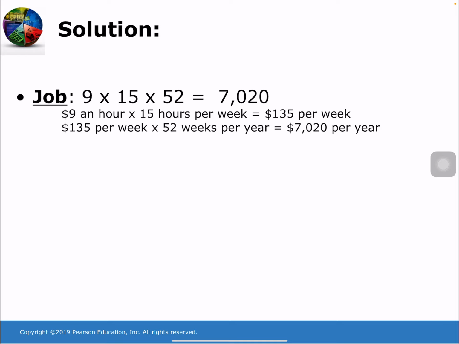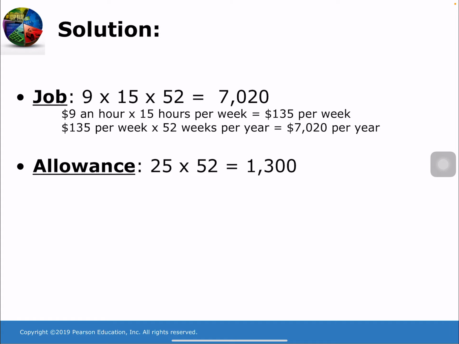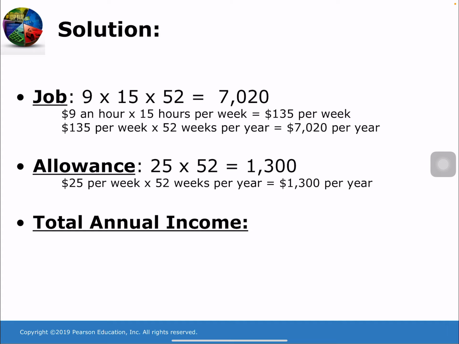$135 per week times 52 weeks per year, he is going to make $7,020. He also gets an allowance. Lucky guy. He gets $25 per week times 52 weeks per year, and so he's going to get $1,300 per year in allowance. His total annual income, therefore, would be the $7,020 he gets from his job, plus the $1,300 he gets from his allowance, and so he'd be making $8,320 per year. So again, that's just one way of figuring out what your annual income is.